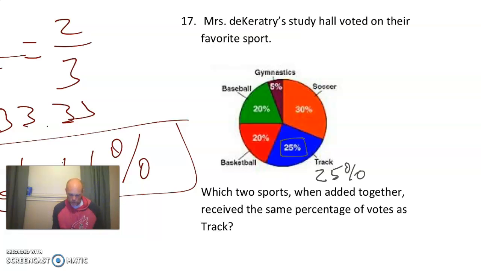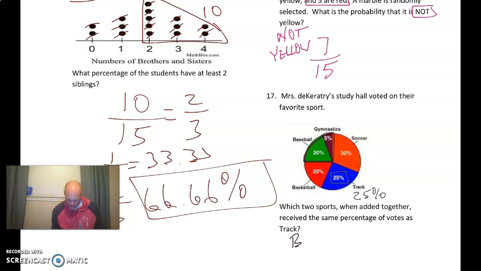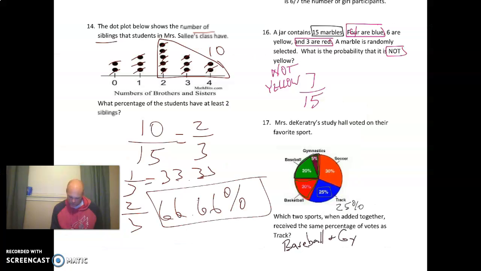Don't overcomplicate this problem. There's actually 2 answers, though, which I think there must be some sort of typo. I don't think you can see that there. Let's do that color. It's a little better. So baseball and gymnastics is 25%. There's actually 2 answers on this. There's also basketball and gymnastics. So there's 2 answers.